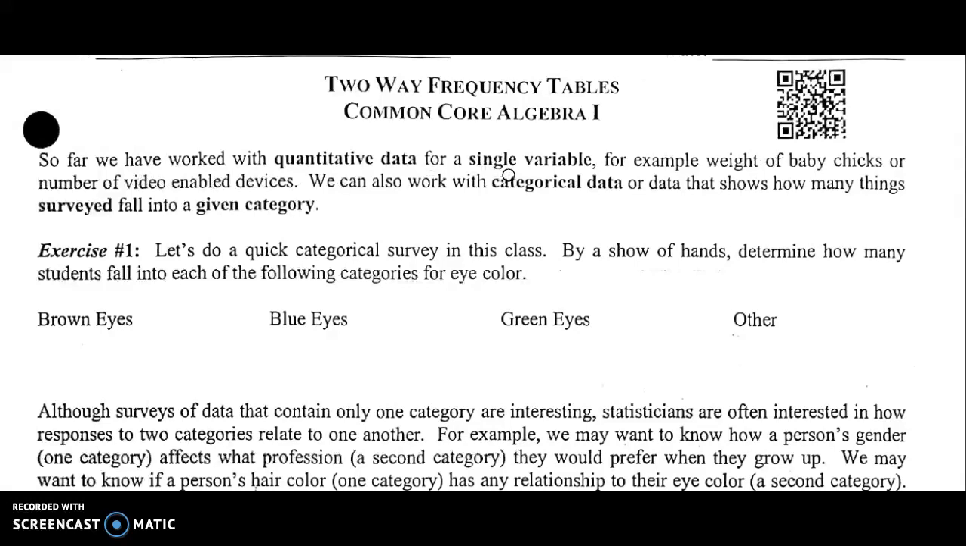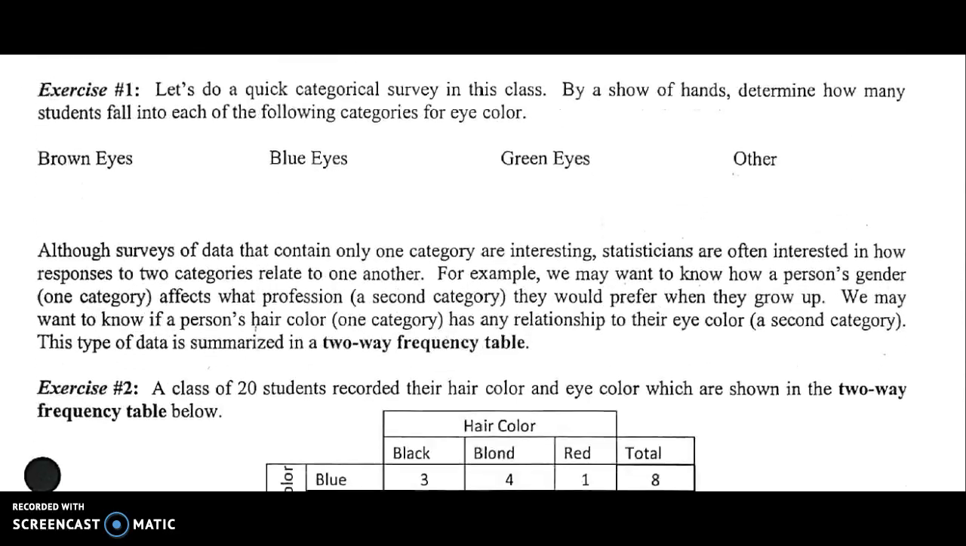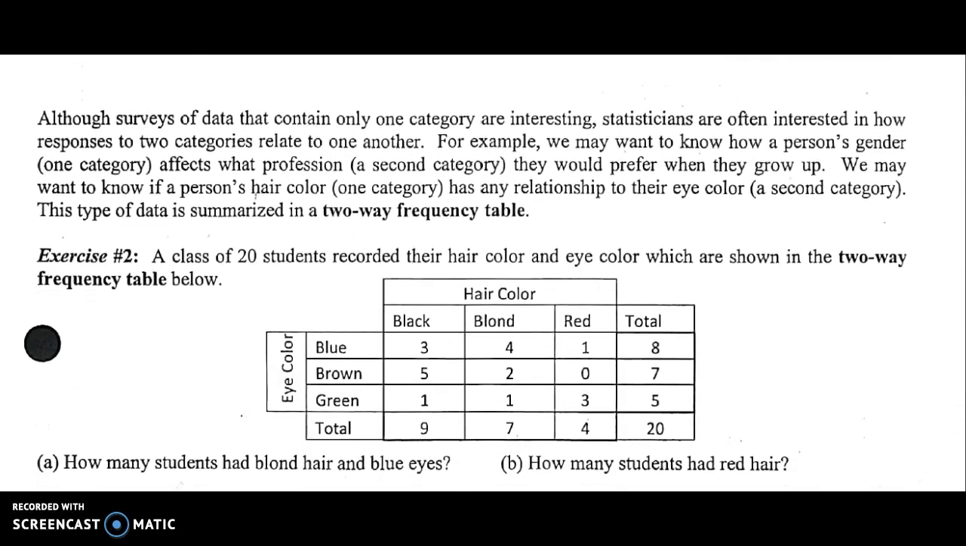This section, though, works with what we call categorical data. That data shows how many things surveyed fall into a certain category. So it's more something that you can count, but not something you can really take an average or a median of. We can't take those same measures as before, so we're going to have a different way of measuring that. We're going to skip that first example. That's something we'll look at in class, but let's look down at this first table they give us.